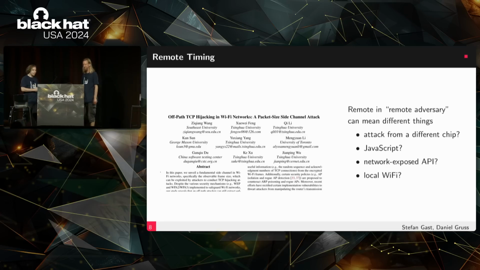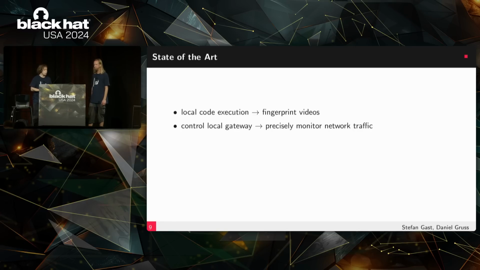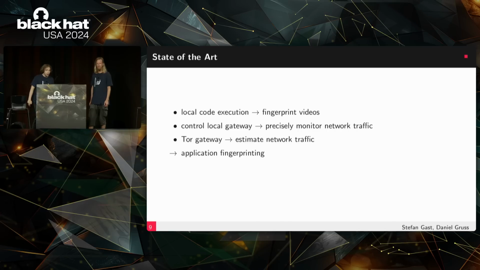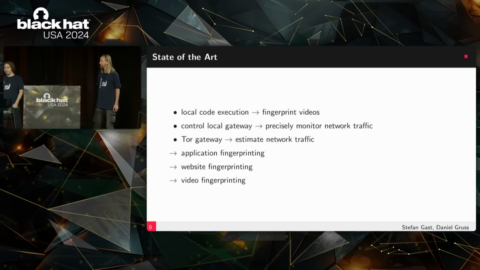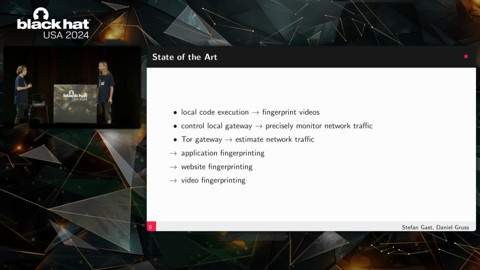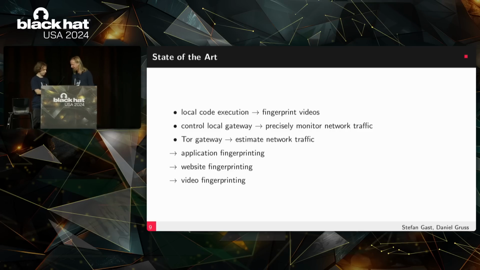So the state of the art in this space is that with local code execution, we can fingerprint videos or websites. If we control a local gateway, we can also monitor the network traffic and can do similar things. We can estimate the network traffic. And we have seen different types of fingerprinting: application fingerprinting, website fingerprinting, video fingerprinting. But we want to take this to the next level. We want to do a fully remote attack. No code executed on the victim system. So how do we do that?